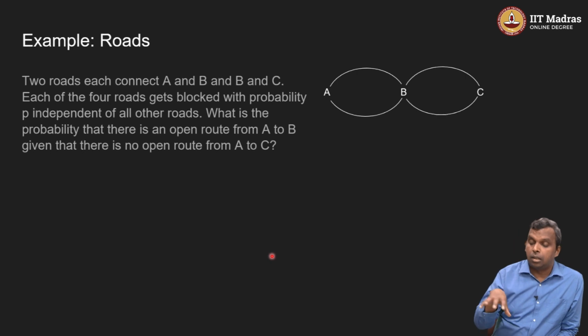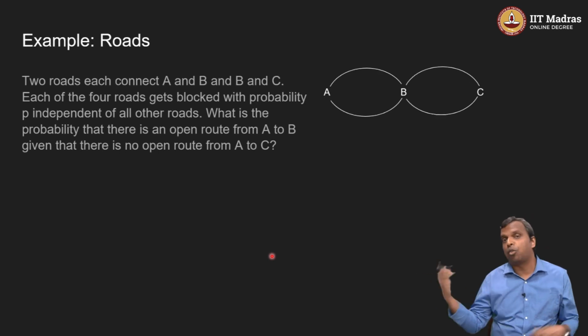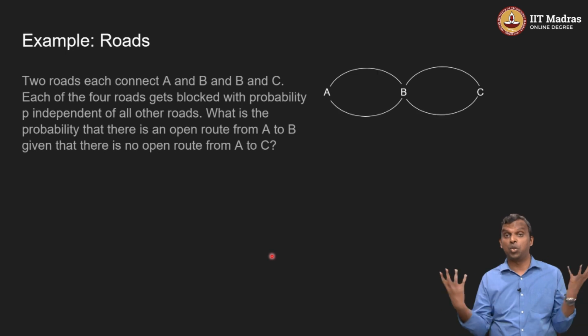So what people have observed is each of these roads can get blocked with the probability P, and that's independent of all the other roads. Okay, so here's a mutually independent scenario.